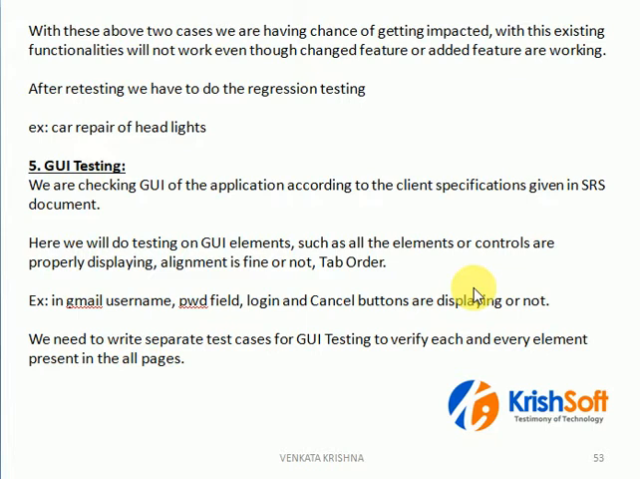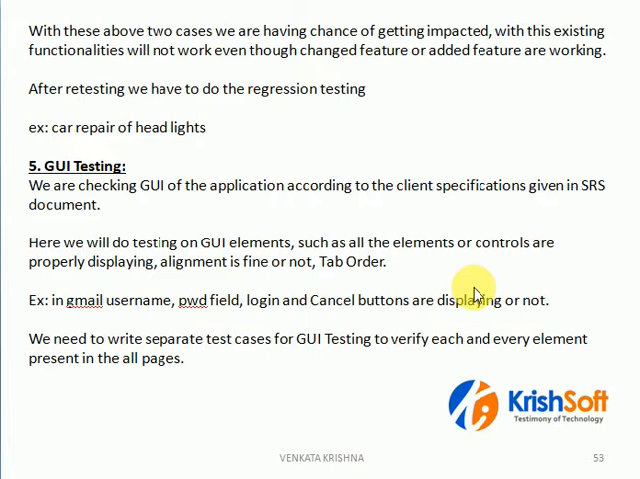So whatever the client is expecting in our application, we need to validate everything from our end. That is the reason we write GUI test cases also, to validate each and every element, whether it is present in our application or not. So that is what comes under GUI testing. GUI means only the existence of all the elements according to the client requirement.